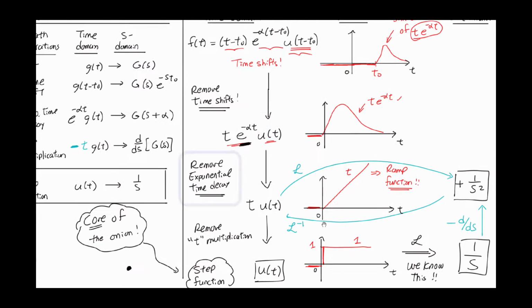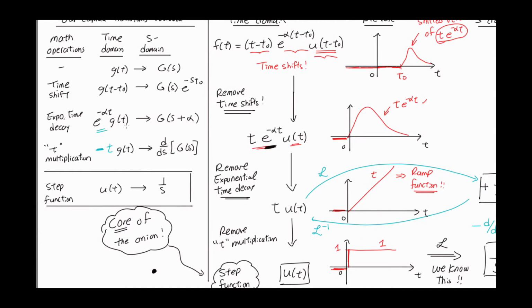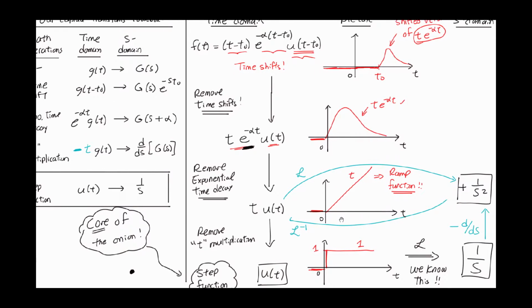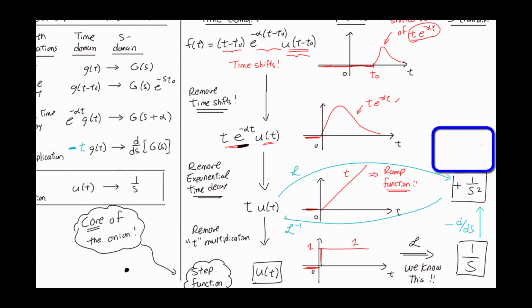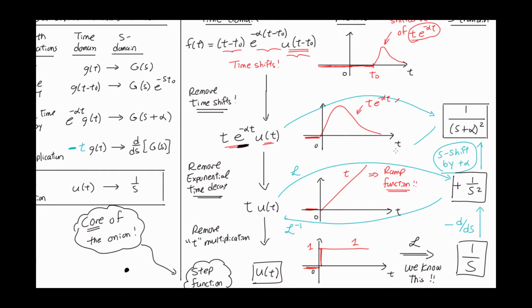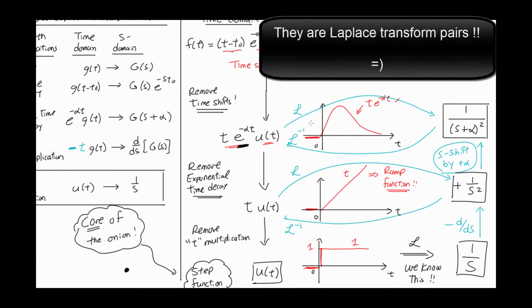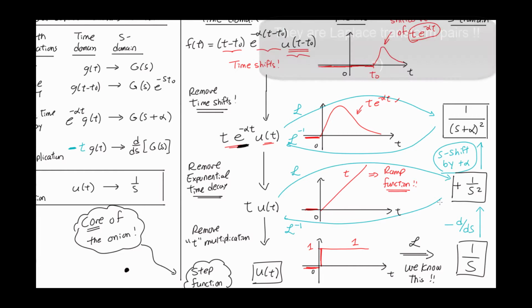Okay, so now we're going to add back an exponential time decay. From our table, we see that a time decay term causes an s shift in the s domain. So we need an operation where we add an s shift by a plus alpha in the s domain. That means we're going to get 1 over (s plus alpha) squared for this answer. And similarly, I wonder if these are Laplace transform pairs of each other. And you know what? They are.